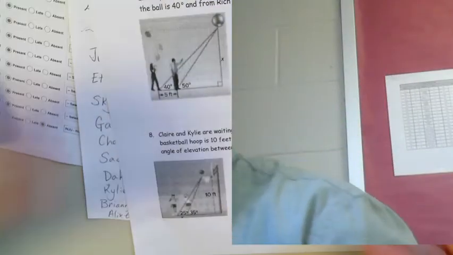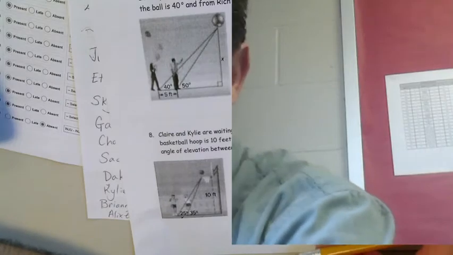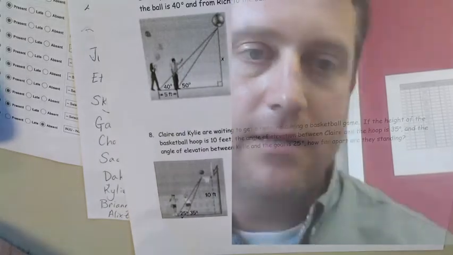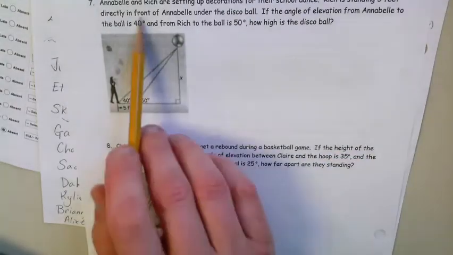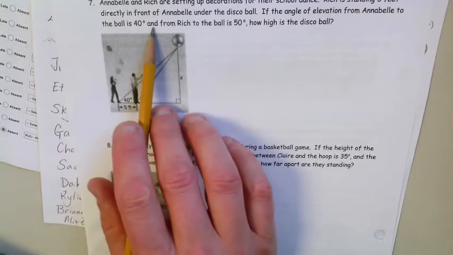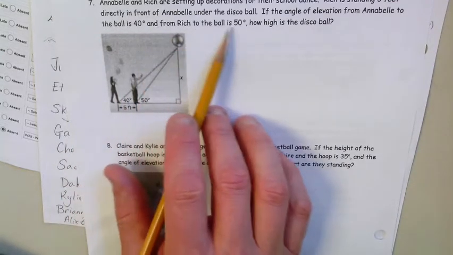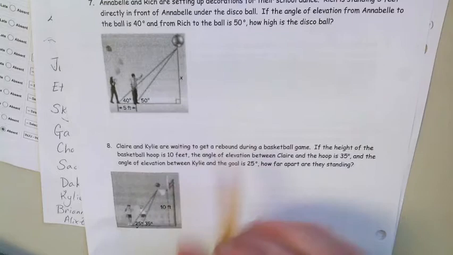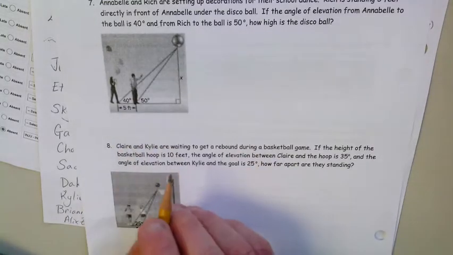It says Annabelle and Rich are setting up decorations for their school dance. Rich is standing 5 feet directly in front of Annabelle under the disco ball. If the angle of elevation from Annabelle to the disco ball is 40 degrees, and from Rich to the disco ball is 50 degrees, how high is the disco ball? So we've got this layout right here, okay?